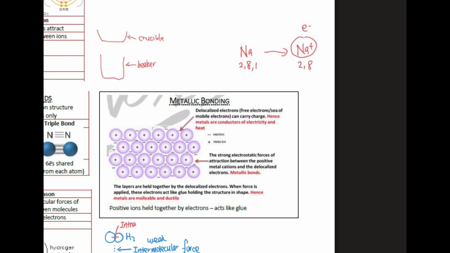Basically the positive is the sodium positive, and the negative electron is the delocalized electron. So basically the delocalized electron is the 1 valence electron. And then the positive is the 2,8. The 2,8 is the sodium positive. So what I say is correct, right? Yes, it's correct. So metallic bonding is between the sodium positive ion and the valence electron. So it's something like here and here. So this is the metallic bond.